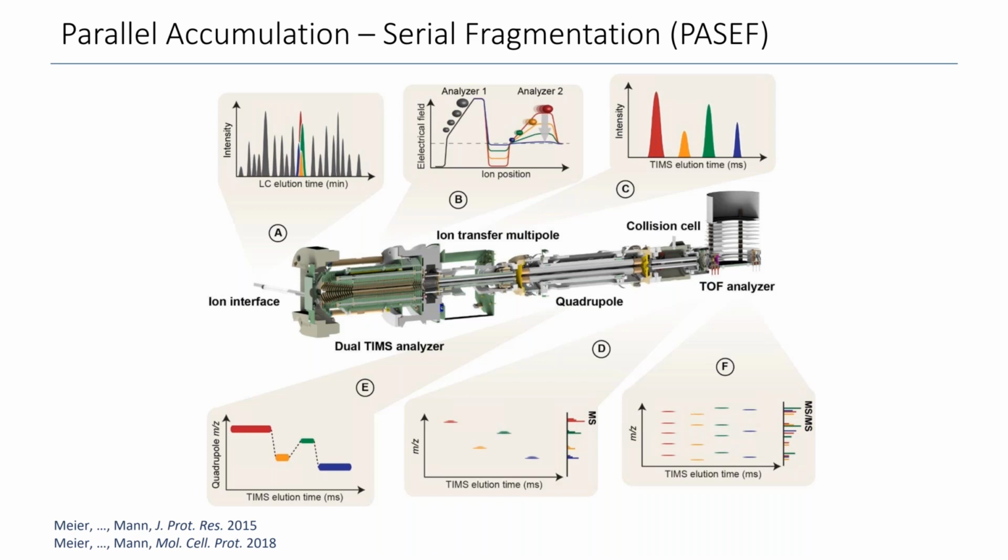And the result of this is that we are acquiring multiple MS/MS spectra in the same time as we would have previously spent on acquiring just a single MS/MS scan. And importantly, we do this without losing any sensitivity, because the entire signal is compressed into a narrow ion mobility peak.